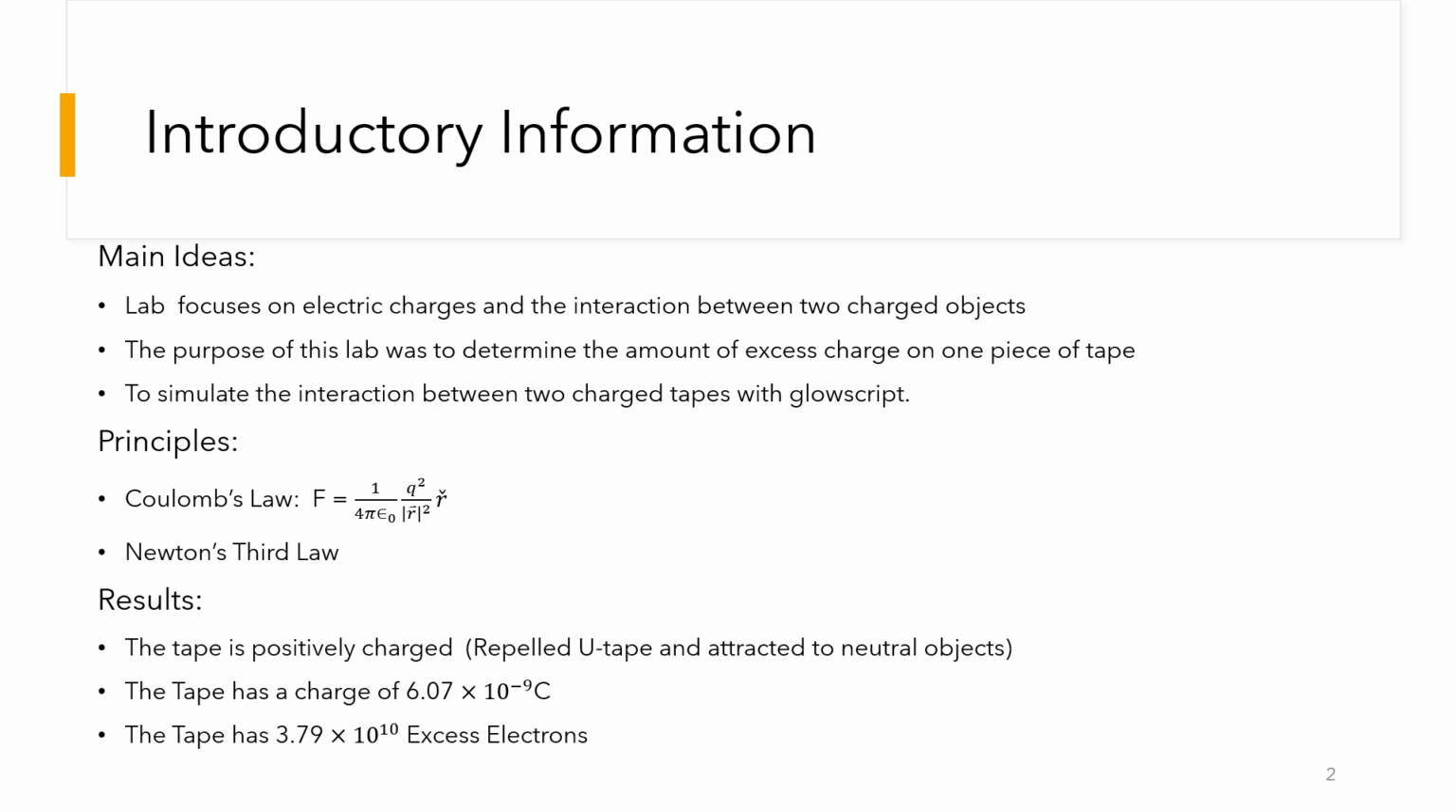Principles: Coulomb's law of force and Newton's third law. The results: the tape was positively charged and repelled the U-tape that attracted to neutral objects. The tape had a charge of 6.07 times 10 to the negative ninth, and the tape had 3.79 times 10 to the 10th excess electrons.